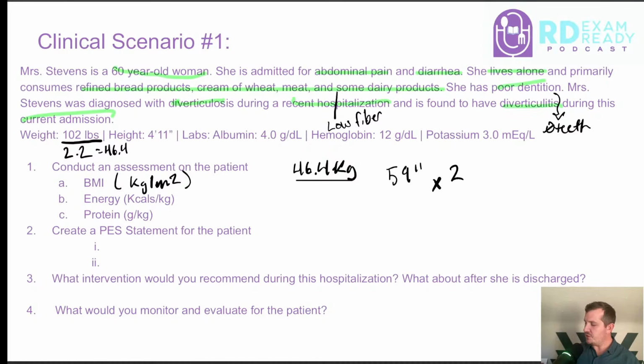I'm going to convert this to centimeters. There's 2.54 centimeters for every 1 inch. 59 inches times 2.54 is going to be equal to, I'm going to call it 150 centimeters. There is 100 centimeters for every 1 meter. This patient is going to be 1.5 meters tall.